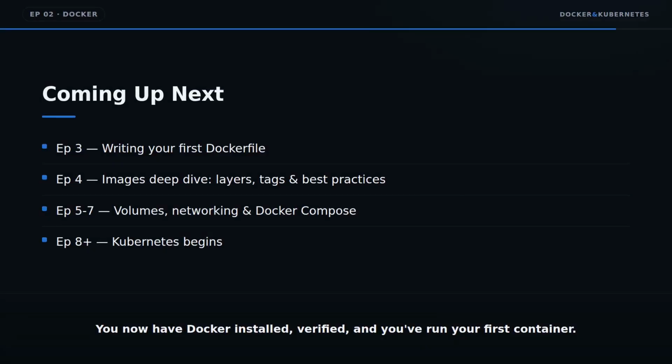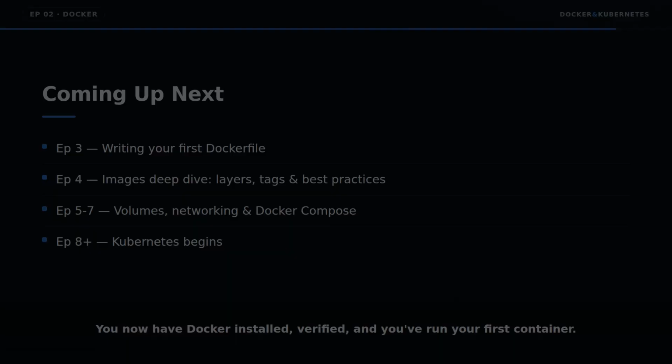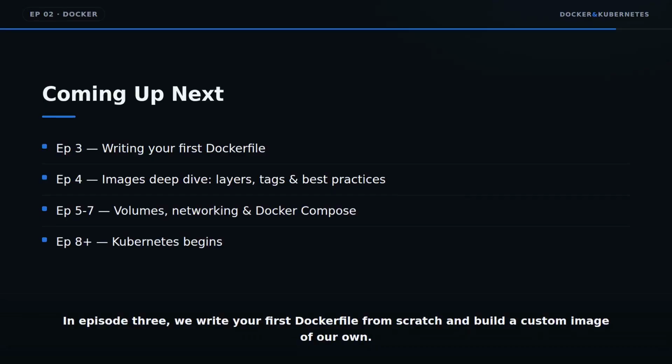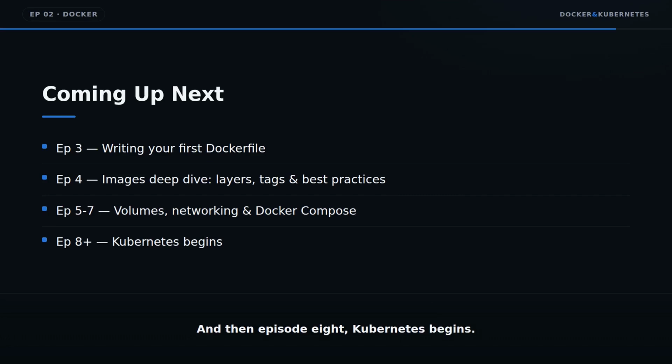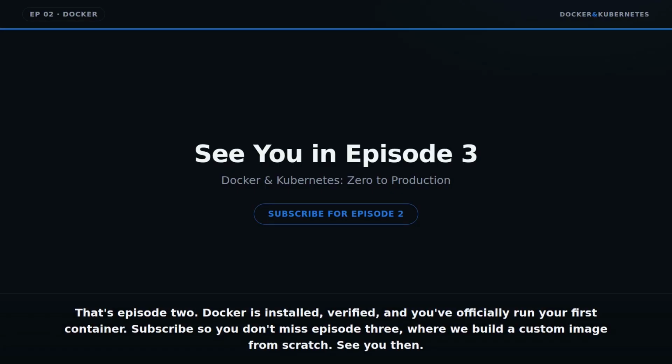You now have Docker installed, verified, and you've run your first container. In episode 3, we write your first Dockerfile from scratch and build a custom image of our own. Episode 4 goes deeper into how images are layered and tagged. Episodes 5 through 7 cover volumes, networking, and Docker Compose. And then episode 8, Kubernetes begins. That's episode 2. Docker is installed, verified, and you've officially run your first container.